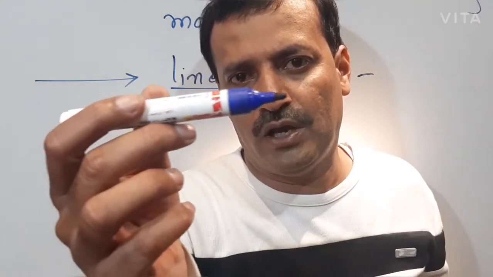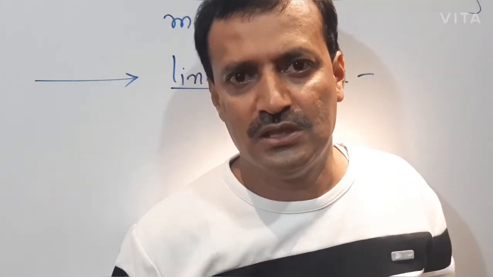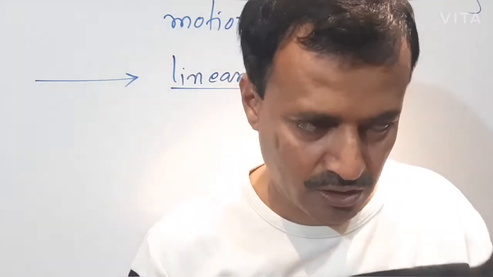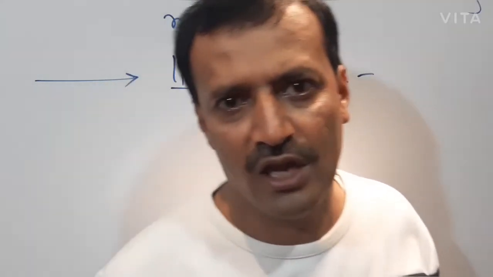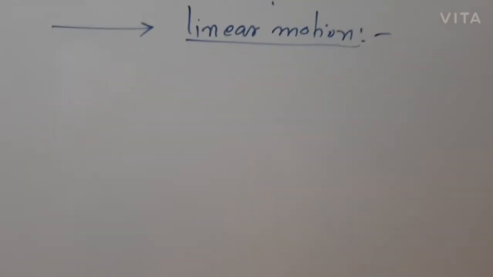And if each and every particle of the body has the same linear displacement, then we can say that this is a linear motion. From this, the definition of linear motion is: the motion of a body in which each and every particle of the body has the same rate of change of linear displacement is called linear motion. So write down the definition of linear motion.